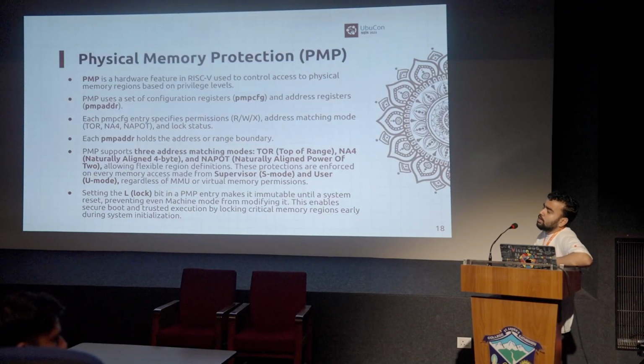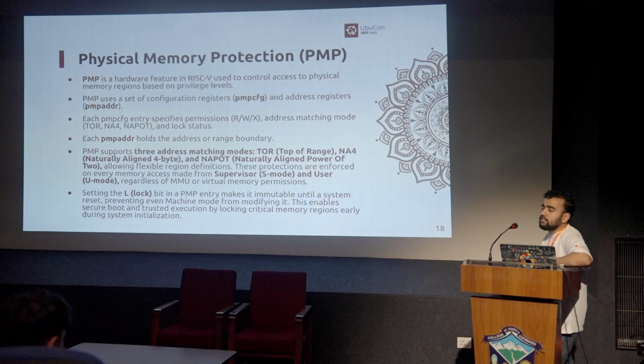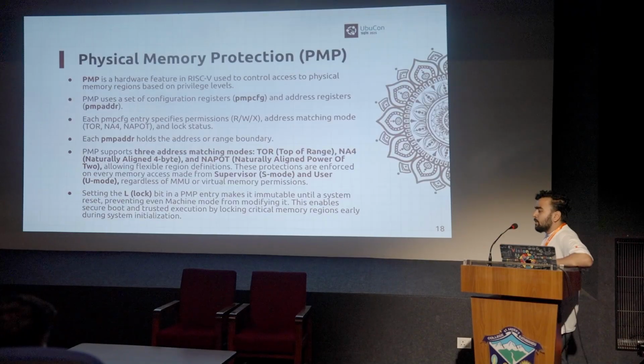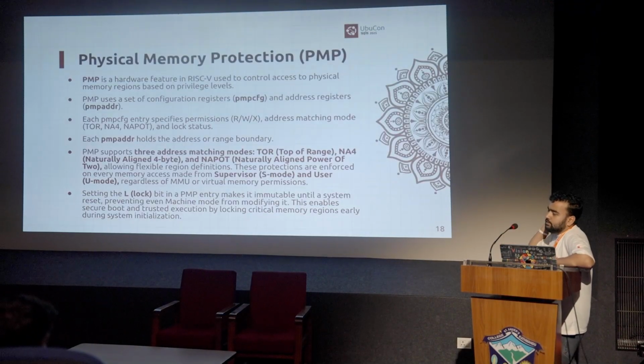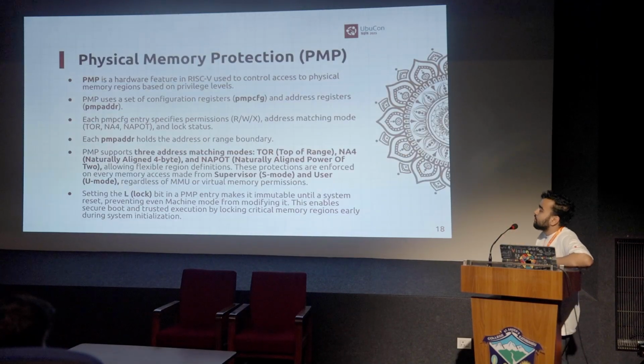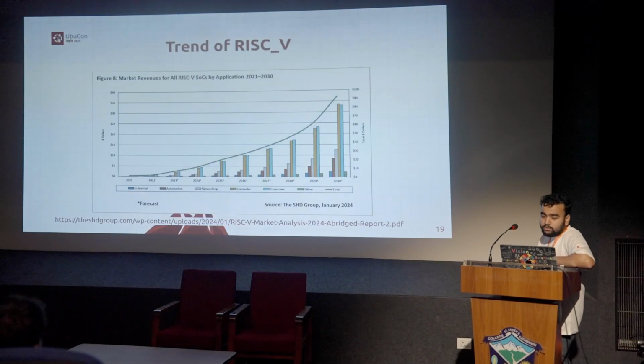So in one of the keynote sections, we talked about encrypting the RAM. We mentioned that the RAM pages can be assigned an ID for the process, and then only that process can access it. In that case, we are using the method of x86 and ARM, but here we can use this lock bit and this address matching mode to restrict the access as well. So this enables secure boot, trusted execution, and critical memory regions. I think we need to move forward.